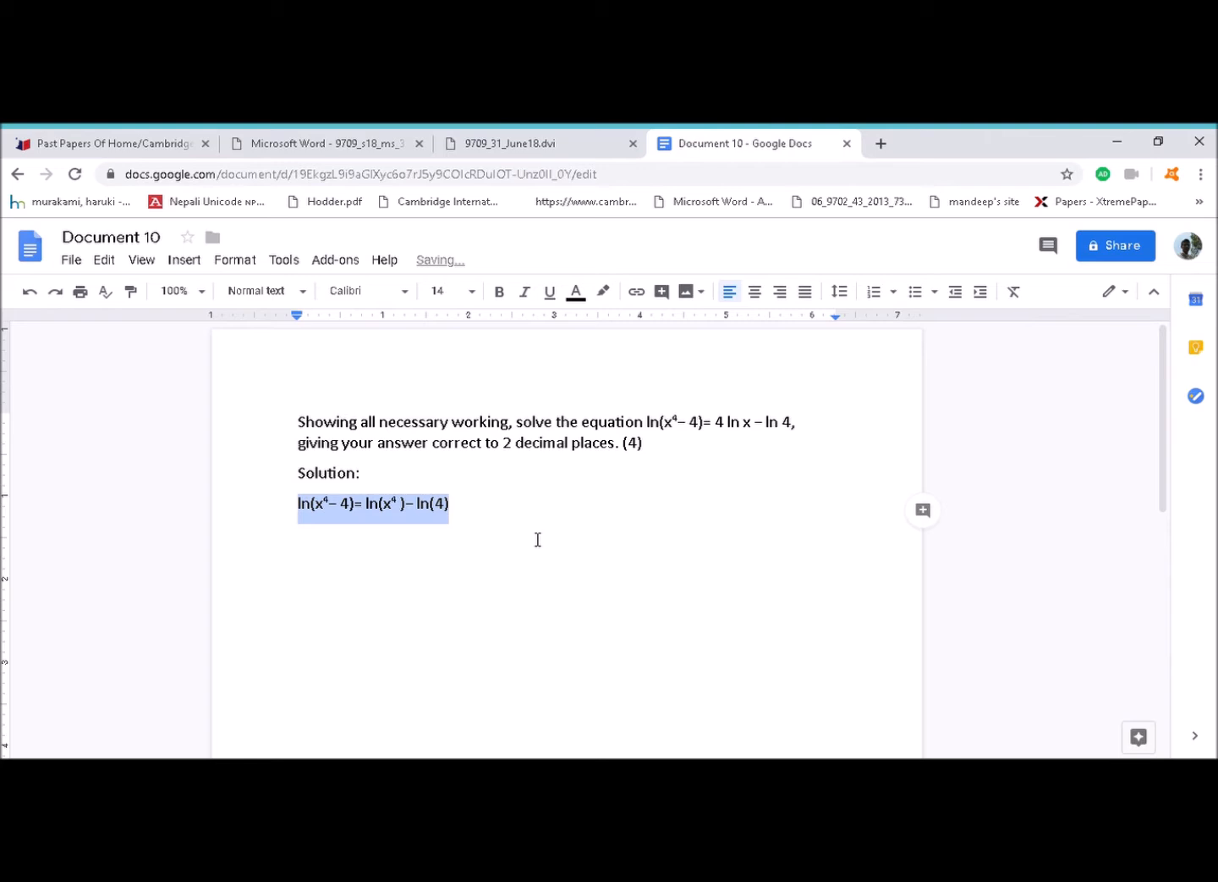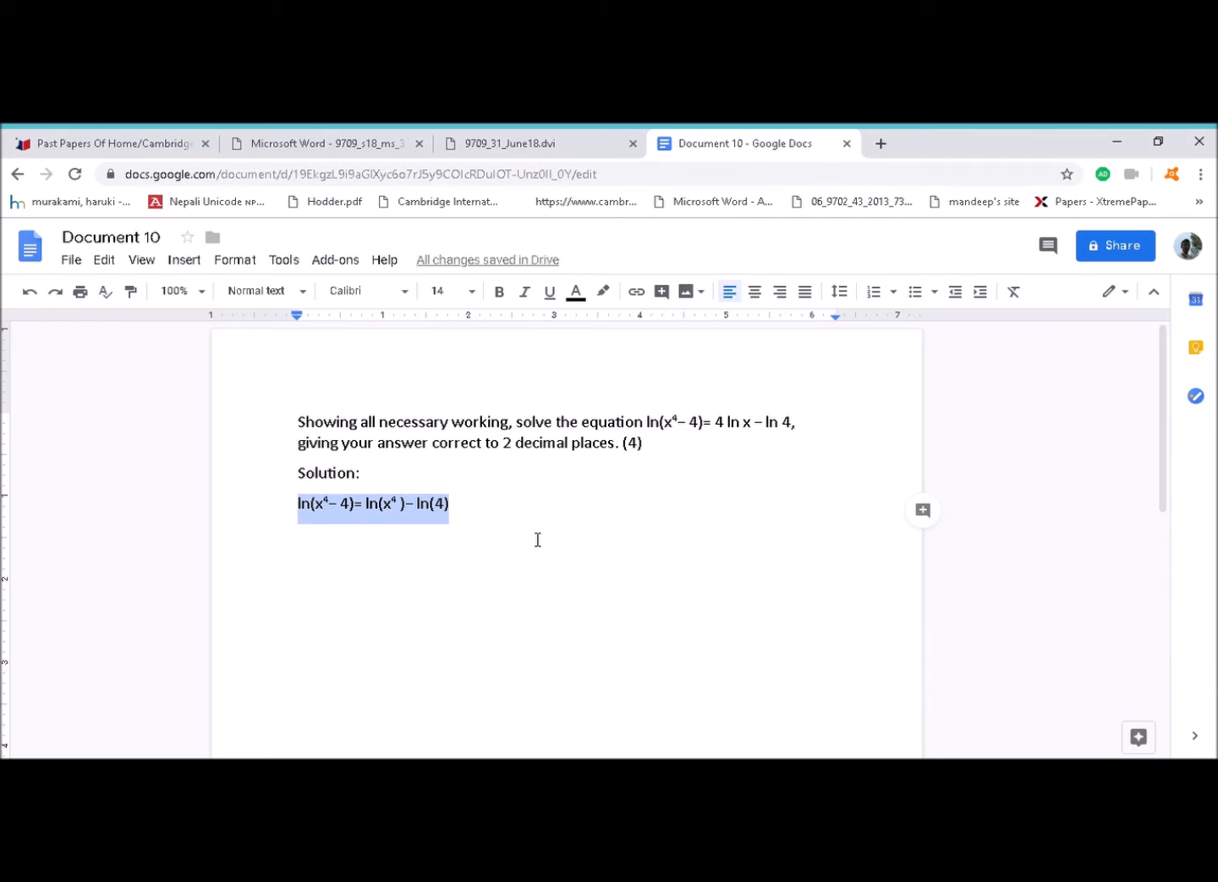It will be ln(x^4 - 4) = ln x^4 - ln 4, as the coefficient of ln x is 4, so the 4 goes to the power of x and it will be x^4. Using this logarithmic rule, we just use that rule in any question we get.